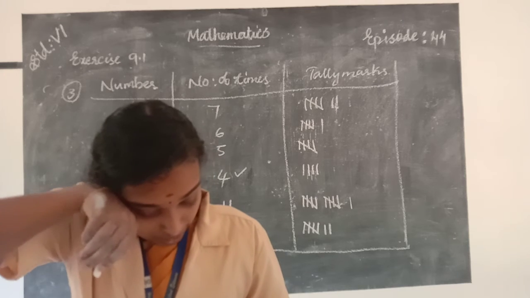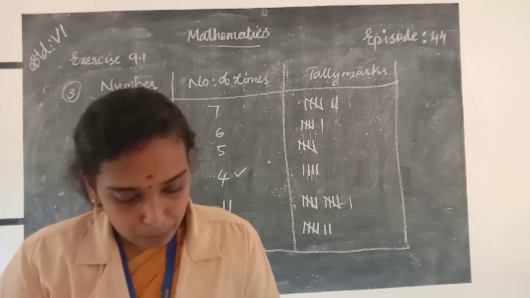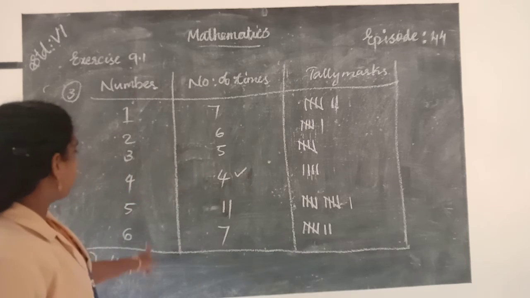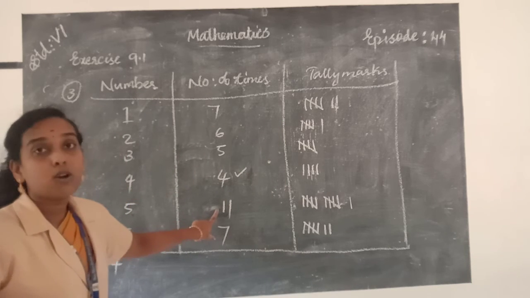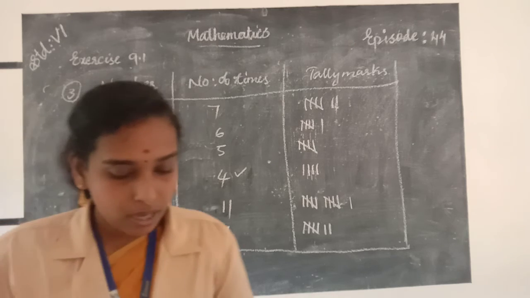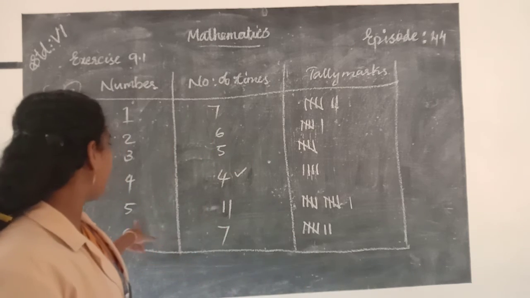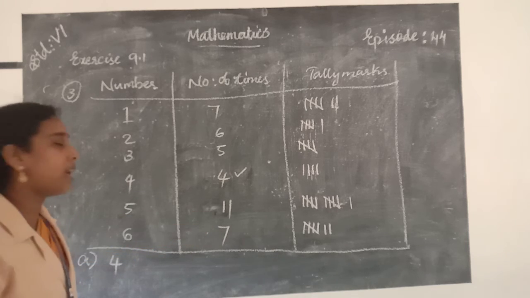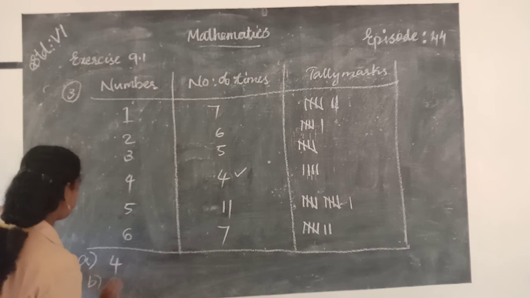Then the second question: the number that occurs the maximum number of times is 5. 5 appears 11 times. 5 occurs the maximum number of times, that is 11. So the answer is 5.